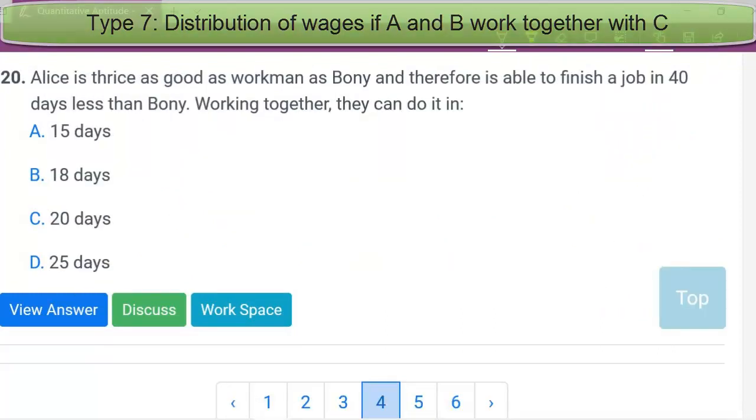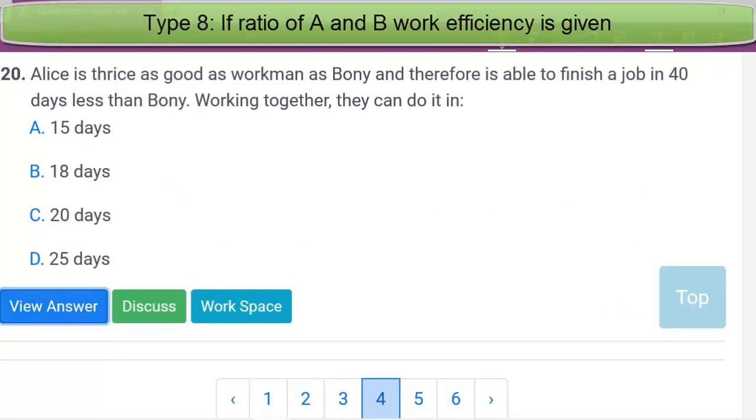So here we have another type of question. Alice is thrice as good a workman as Boni, and therefore is able to finish a job in 40 days less than Boni. Working together, they can do it in... So Alice and Boni's efficiencies are given. Efficiency or work per day, both are the same, right? So if Boni's efficiency is 1, Alice's efficiency will be thrice. And if we talk about the number of days, that will be exactly opposite. If the ratio of the efficiency is 3:1, the number of days will be 1:3, right?